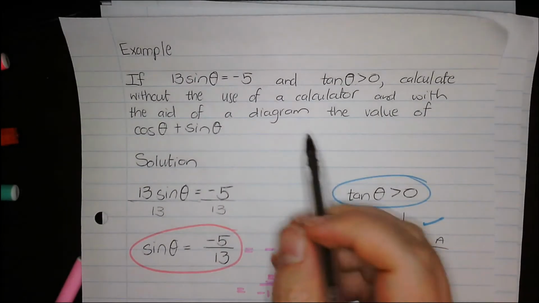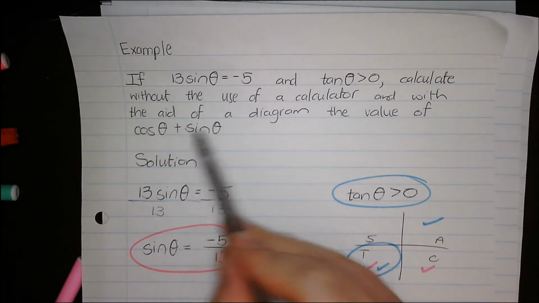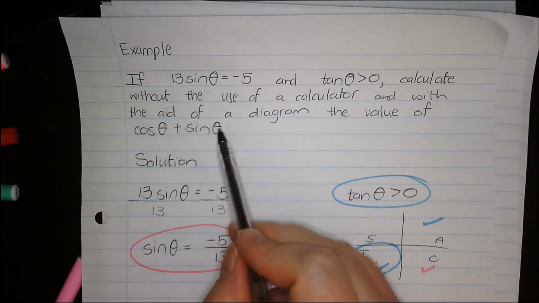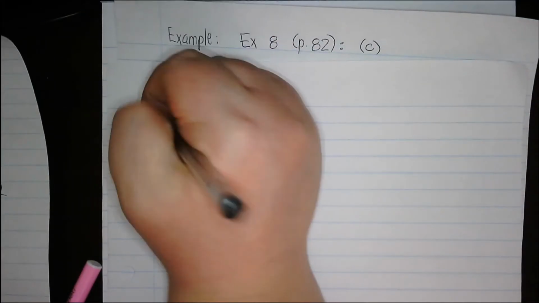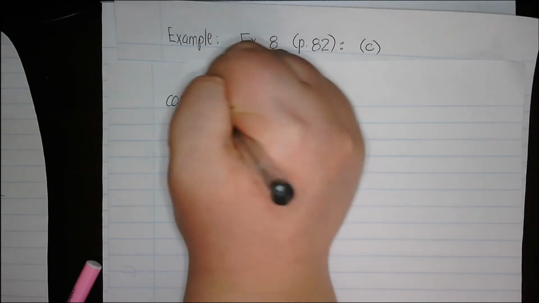Okay. Then, we haven't actually finished the question. The question said, calculate the value of cosine of theta plus sine of theta. Okay, so cosine of theta plus sine of theta.